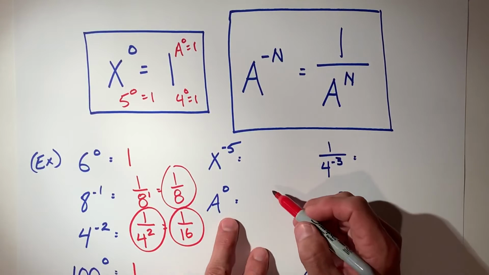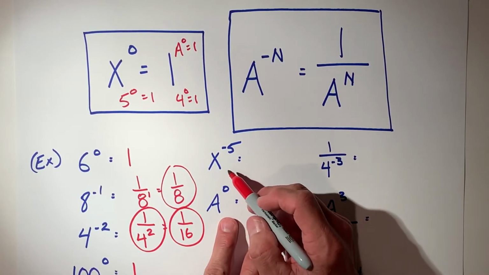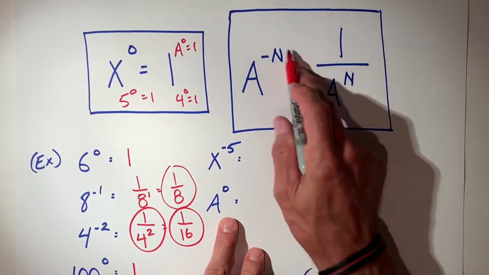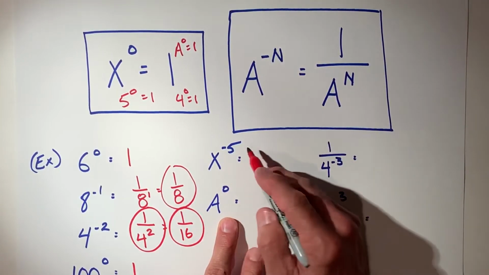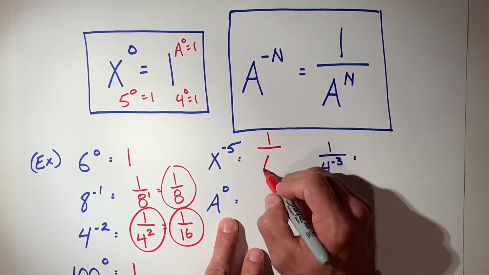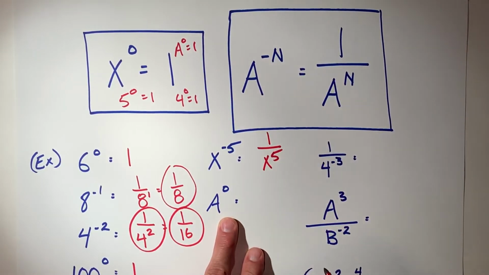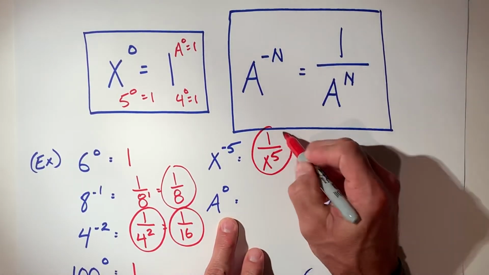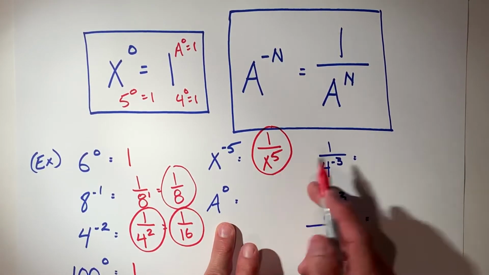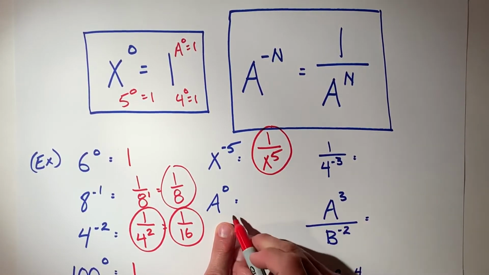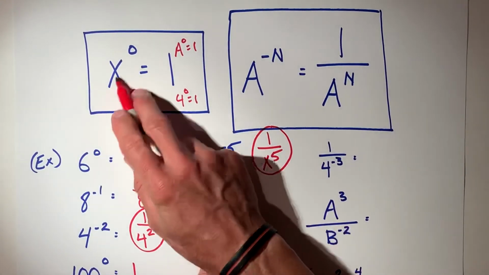The middle column here has some variable pieces. Let's not let that throw us off. X to the negative fifth, that's just like this. So instead of the a to the negative n, we have x to the negative fifth. So it's 1 over x to the positive fifth. The goal here is to write them with a positive exponent. And since I don't know what x is, I can't do anything more with it, so I'm done. Next piece down, a to the 0 looks a lot like this one.